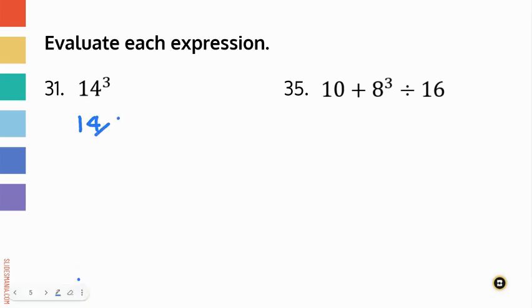Oops. Let me fix that. Okay, let's try again. 14 times 14 times 14. I know those look like subtraction a little bit, but they are multiplication. So I am going to use my calculator to do 14 times 14 times 14 because I can't do that math in my head. And when I do that, I get 2,744.